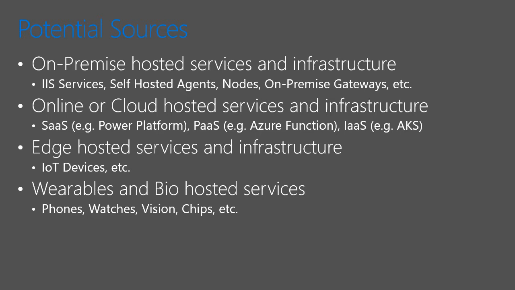For online or cloud-hosted services and infrastructure, think, again, software as a service like the Power Platform. The platform as a service, so Azure Functions. And then, again, infrastructure as a service, so Azure Kubernetes Service, virtual machines, et cetera. Pretty much any service you could think of can have some potential to provide telemetry. So how we get that is what we need to do looking forward. And then looking as well to edge hosted services, so IoT devices, Raspberry Pis, et cetera, even wearables and bio, so phones, watches, glasses, chips, et cetera, can all be potential sources for telemetry.